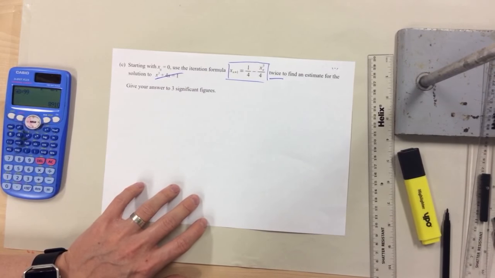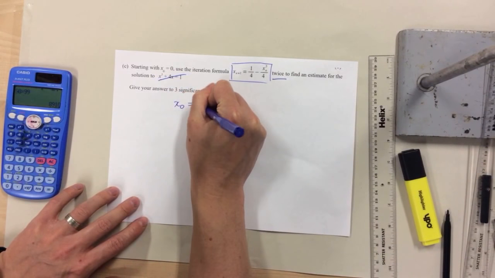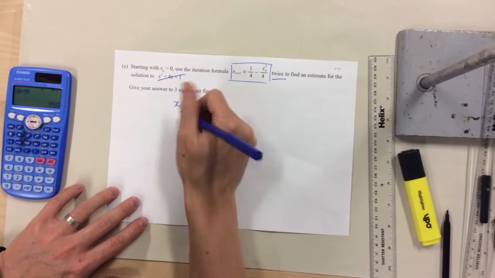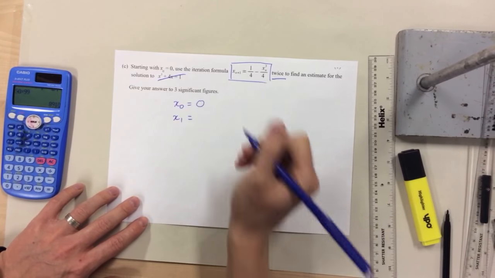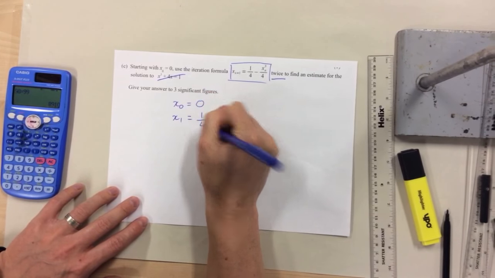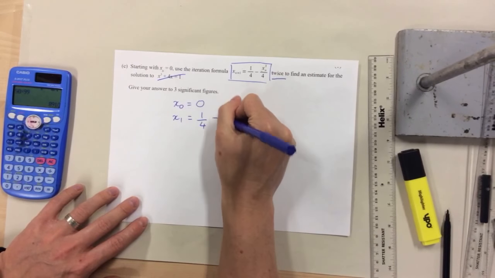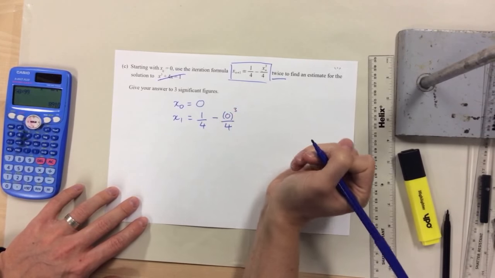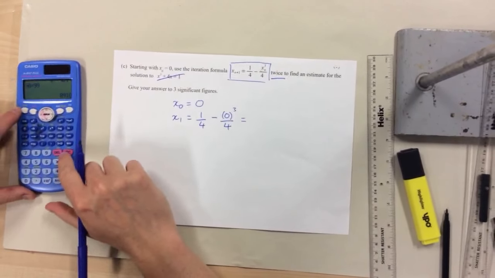So I'm always going to write down the first one it gives me. So it tells me that x0 equals 0. And every single time the way it's going to work is the answer you get is going to become x1. So I've got 1 over 4 subtract. Now I've got my x there. I'm going to substitute my last answer in for x. So 0 cubed over 4. Okay? Now I'm just going to type that straight into my calculator.